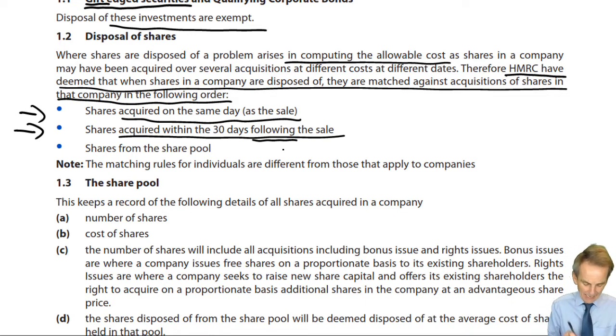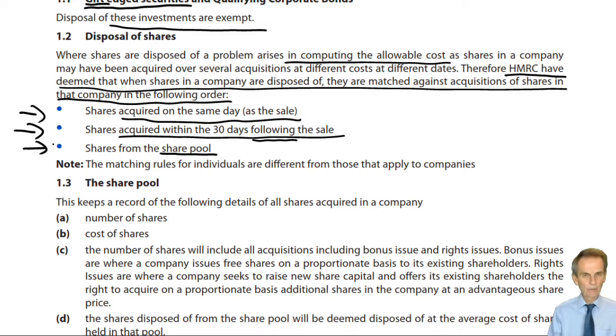But no, if there is that acquisition within the 30 days following the sale, it is those shares that are firstly deemed to be the first part of this sale. And only after those have been accounted for, matching directly the proceeds of those shares with the cost of those shares, would we then go to where the vast majority of taxpayers will go on any share disposal, because they won't have bought on the same day. They won't have bought in the following 30 days. They will have bought at different points in time in the past. And that's where we go to the share pool.